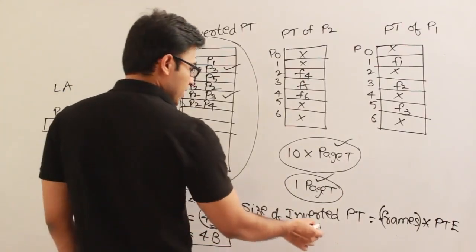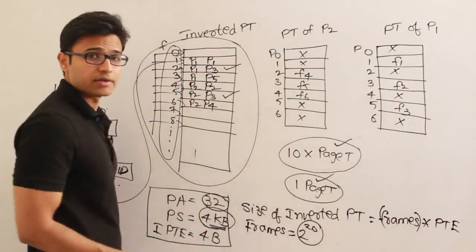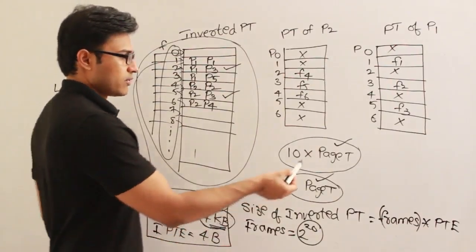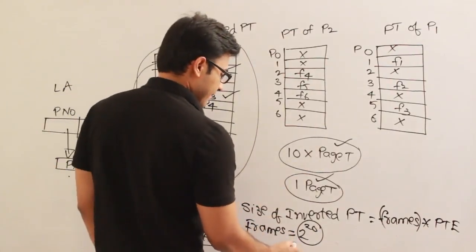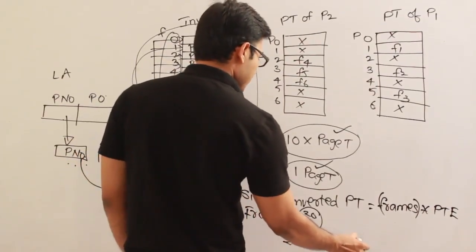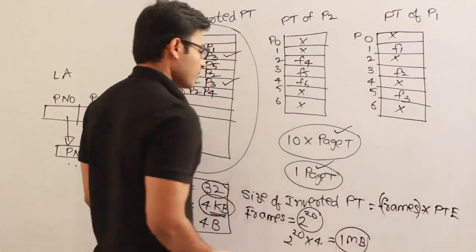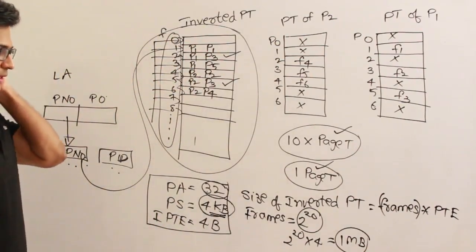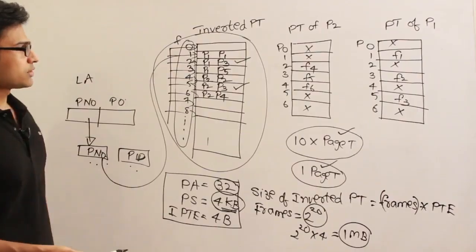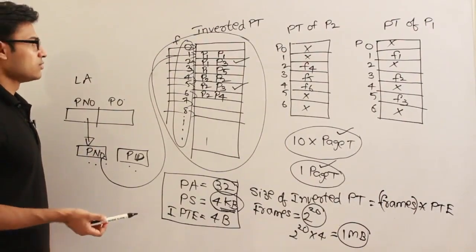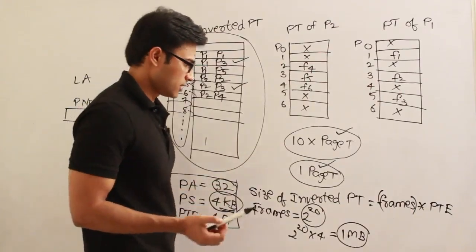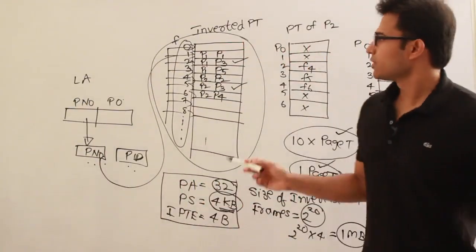If you have 2 power 20 frames in the main memory, then how big will be the inverted page table size? 2 power 20 into 4, right? 2 power 20 into 4, which is nothing but 1 MB. Got it? So 1 MB is going to be the size of the inverted page table. So I mean, there are no questions on this because we don't really use it. It has never been asked in GATE, but anyway, it is worth knowing about it. Okay, fine. That is all about the inverted page table.